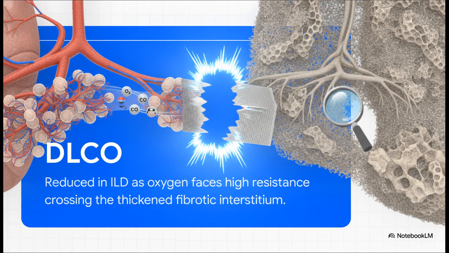And the real kicker here is how this thickened scaffold completely tanks diffusion. Oxygen suddenly has a much longer commute, facing massive resistance to cross that barrier. This is exactly why your patient might feel totally winded just walking up a single flight of stairs, way before their x-rays look even slightly alarming. It's also why a drop in DLCO, or diffusing capacity for carbon monoxide, is such an incredibly consistent early warning sign. It's a direct, real-time reflection of that thickened, scarred barrier.